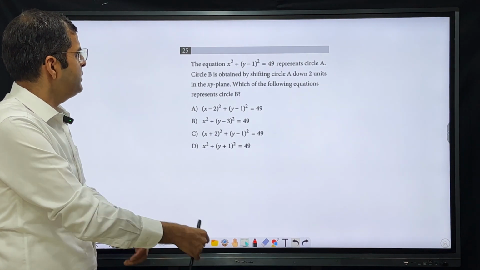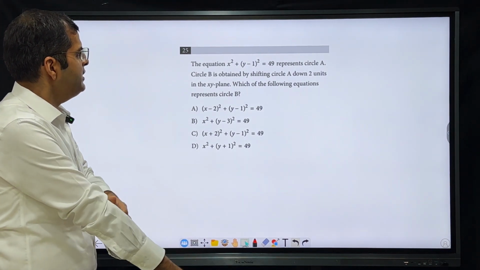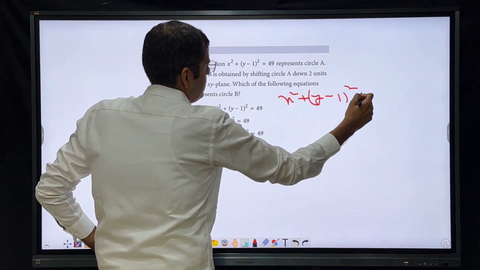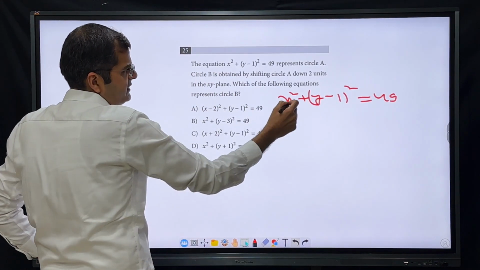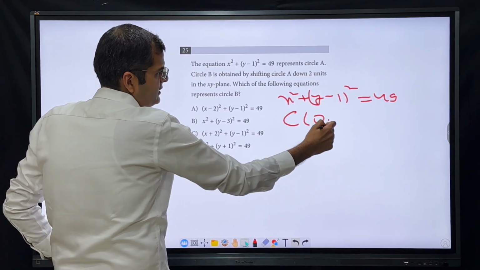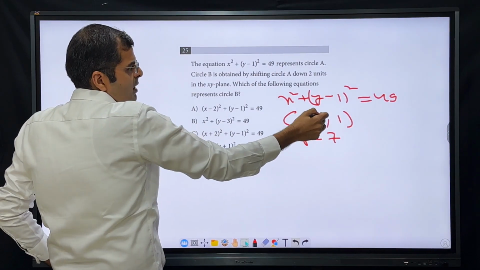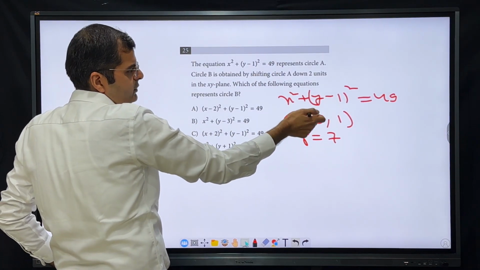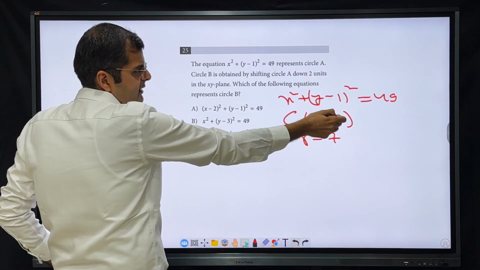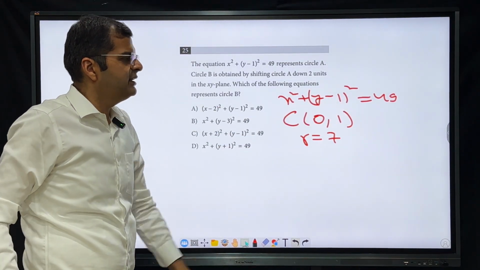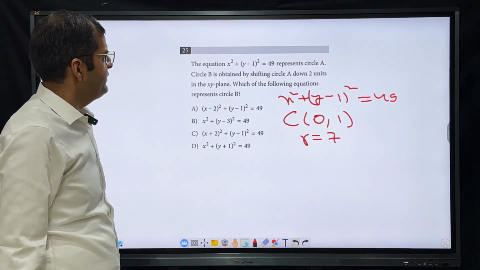Now, this question says the equation x squared plus (y minus 1) whole squared is equal to 49 represents a circle. This is a circle with center (0, 1) and radius 7. Because it is (x minus 0) whole squared, so that is 0, and y minus 1 means 1, so (0, 1) is the center, and 49 is 7 squared. So the radius is 7.